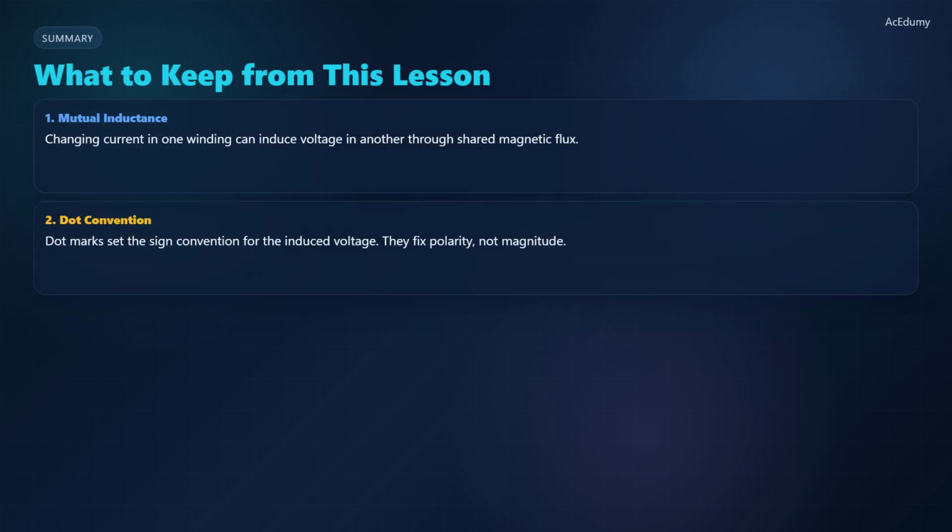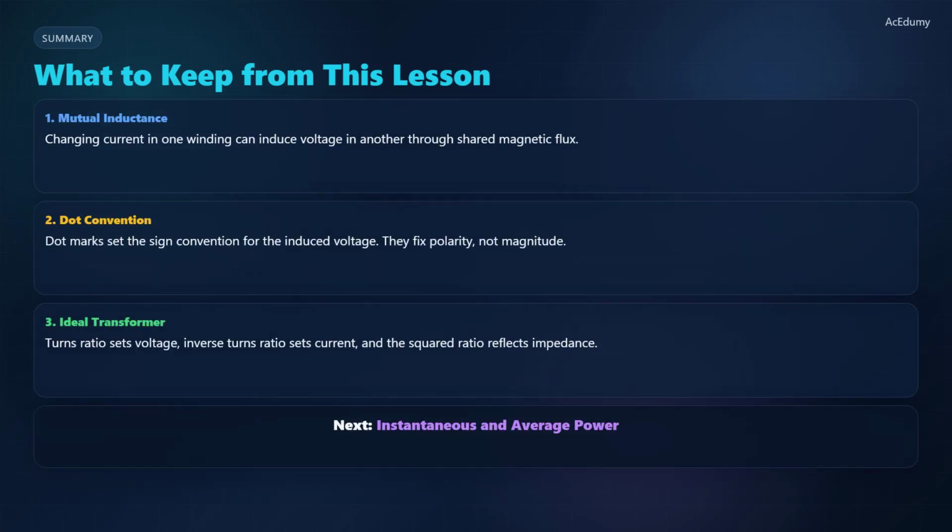Mutual inductance explains how one winding affects another. Dot convention fixes the sign, and the ideal transformer turns that coupling into clean voltage, current, and impedance ratios. In the next lesson, we move to instantaneous and average power.